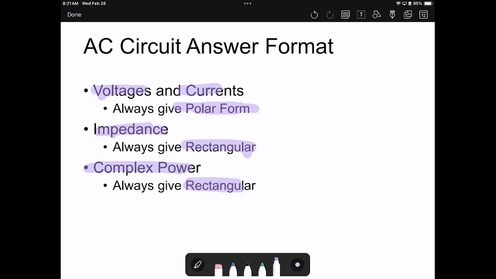During your analysis, if you are not boxing it, you are free to use whatever form you need. Okay, but what I encourage you is to be consistent. For voltages and currents, even during your analysis, I encourage you to keep them in polar. But in case you don't want to, that's fine. I'm just talking about when you box your final answer.